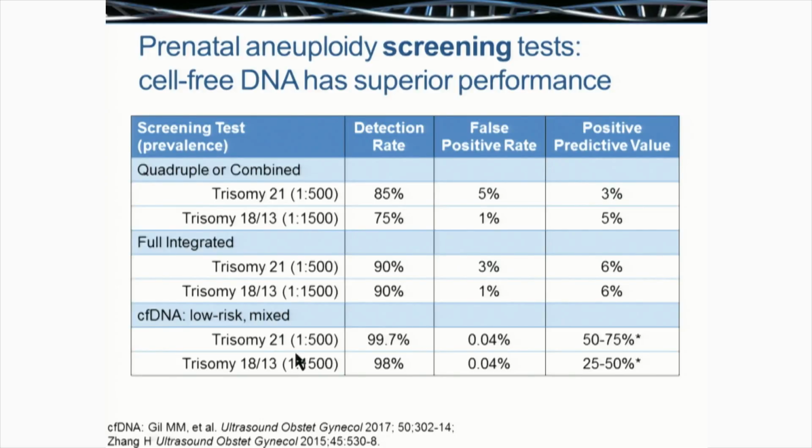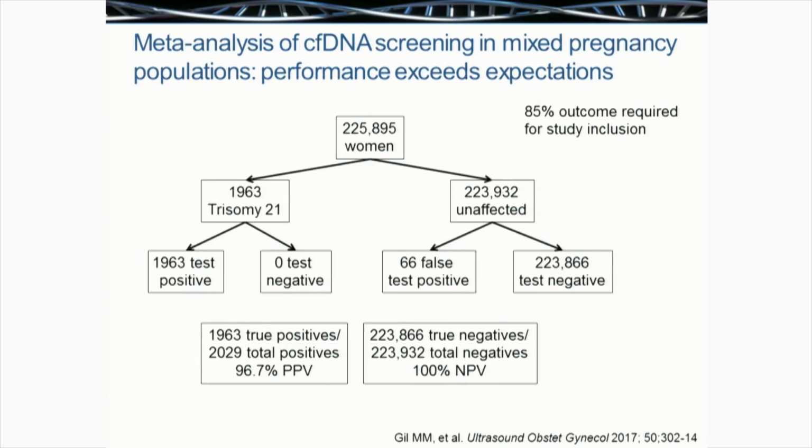We have looked at cell-free DNA testing in low-risk populations, in the general obstetric population, and the performance is actually quite good, higher than perhaps has been expected. This is a recent meta-analysis of dozens of different studies, actually over 20 studies, and it includes over 225,000 women. In order to include a study in this meta-analysis, at least 85% of the pregnancy outcomes had to be known. So we have at least some indication of what happened with these pregnancies. It's not just screening data.